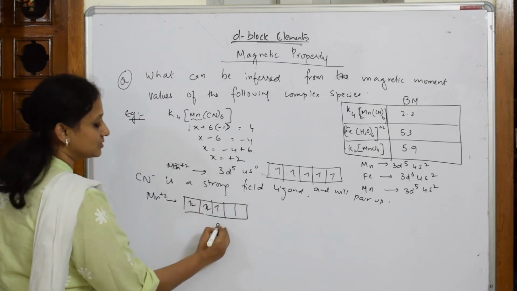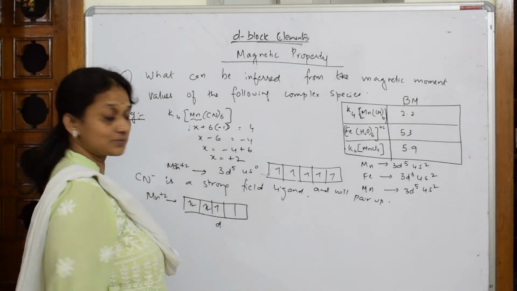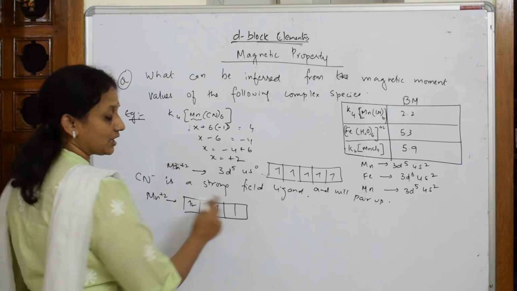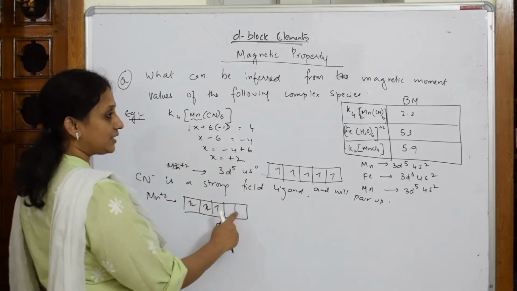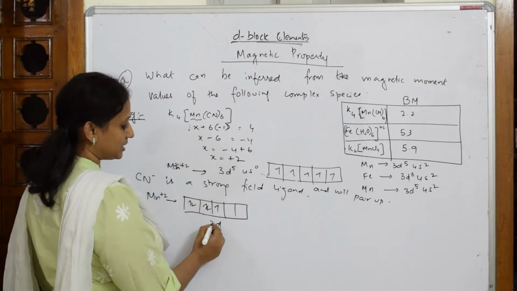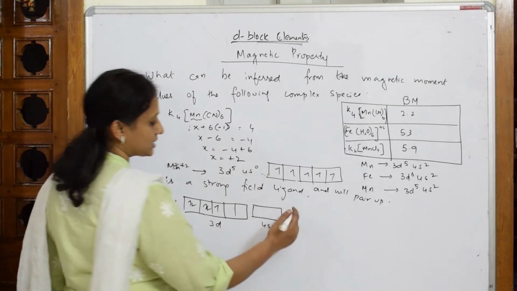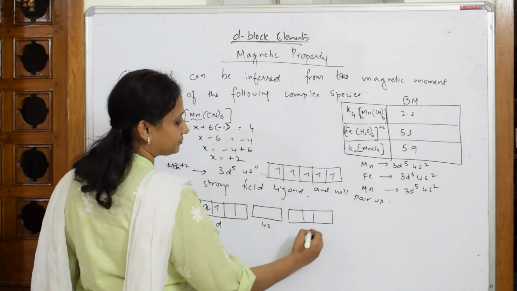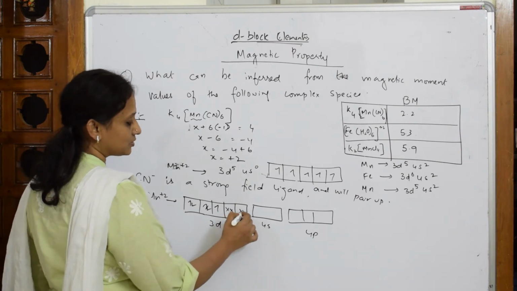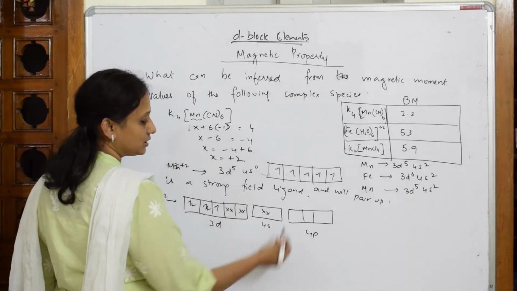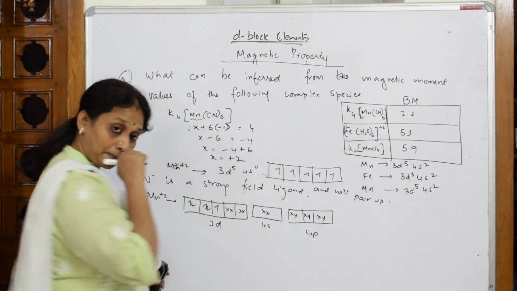So what is this now? Once this is left with the empty orbitals, your CN is going to come and occupy them. How many do we need? We need 6 CN to come and form a bond. How many are there? 2. So this is your 3d, next comes your 4s, next comes your 4p. So cyano will come and occupy here: 2, 3, 4, 5, 6.